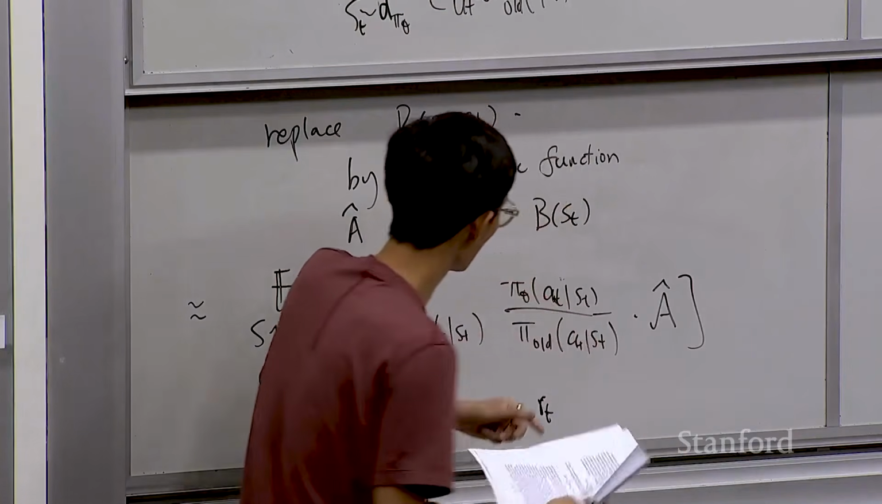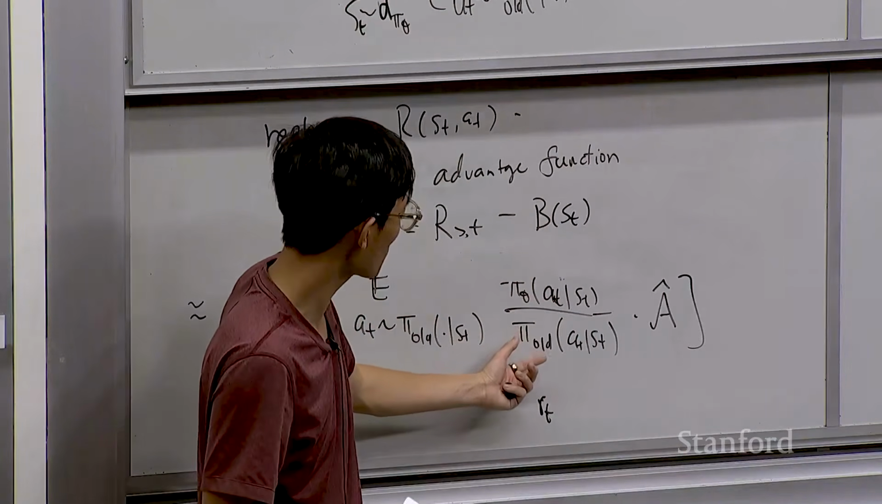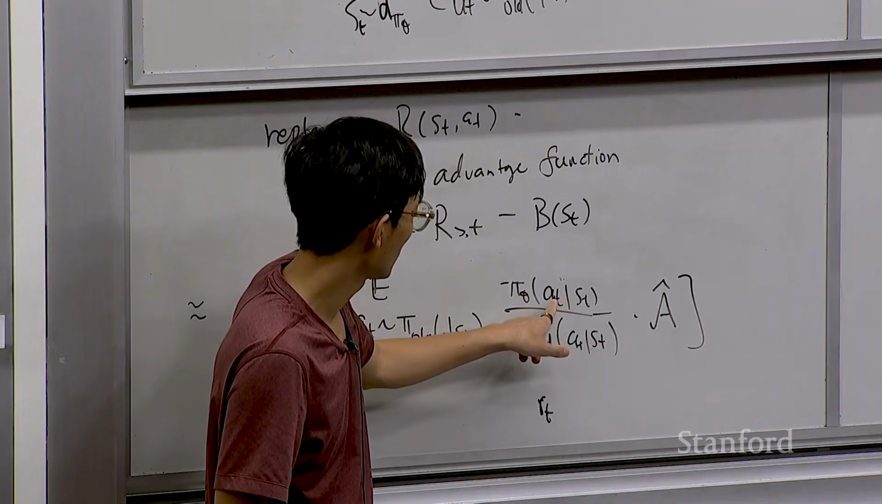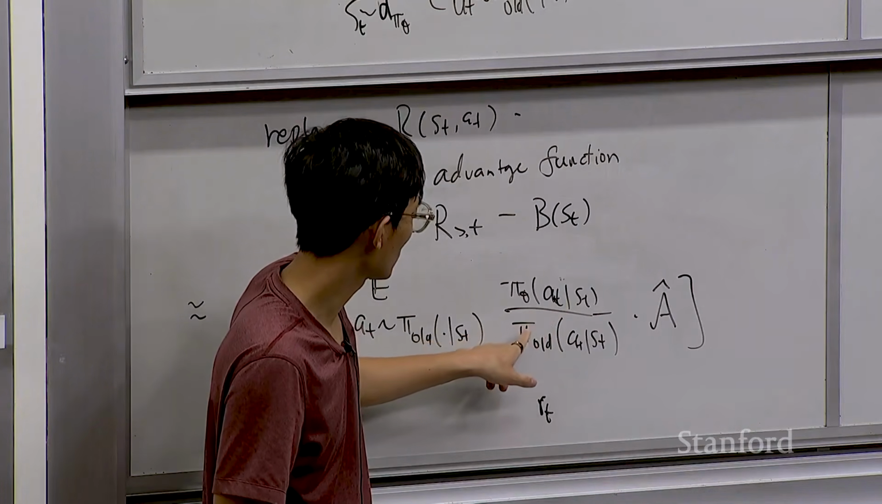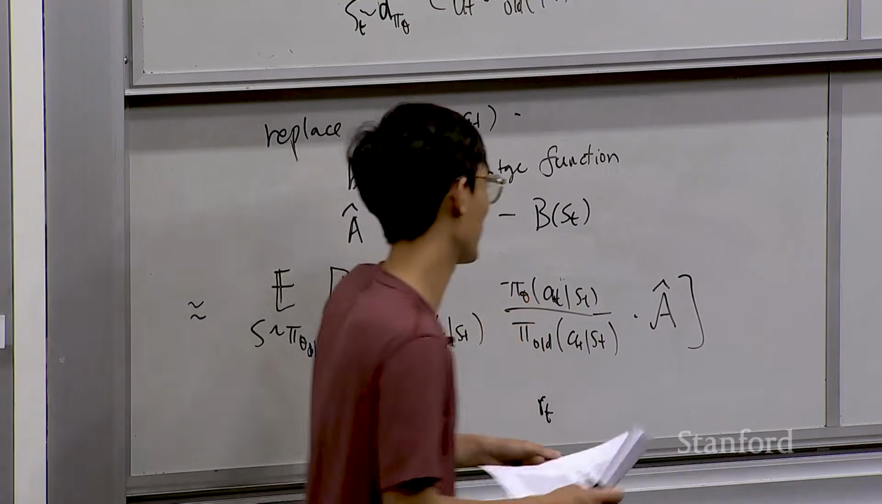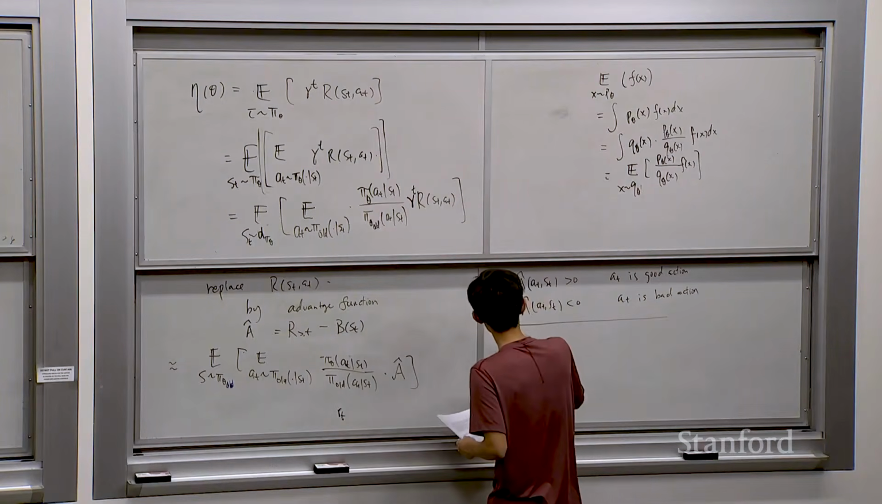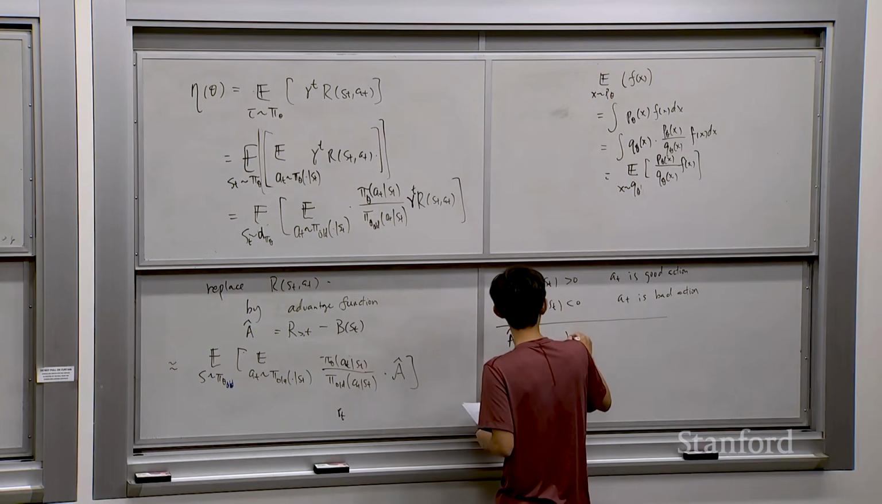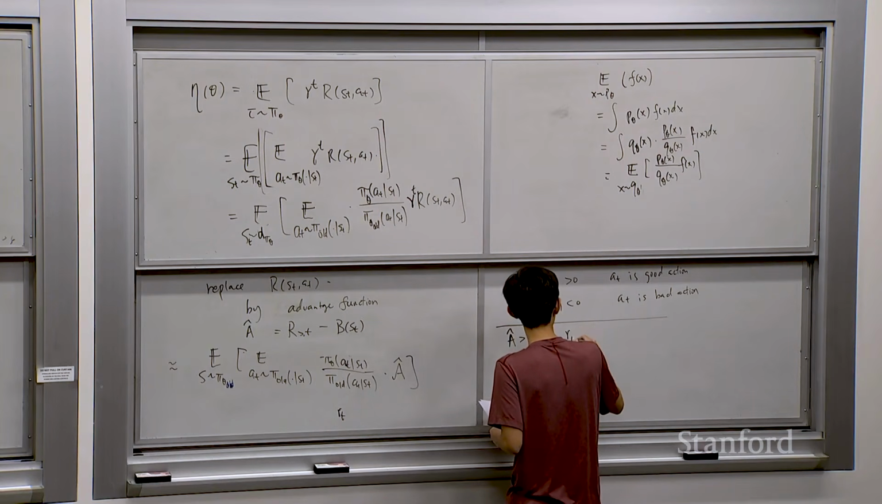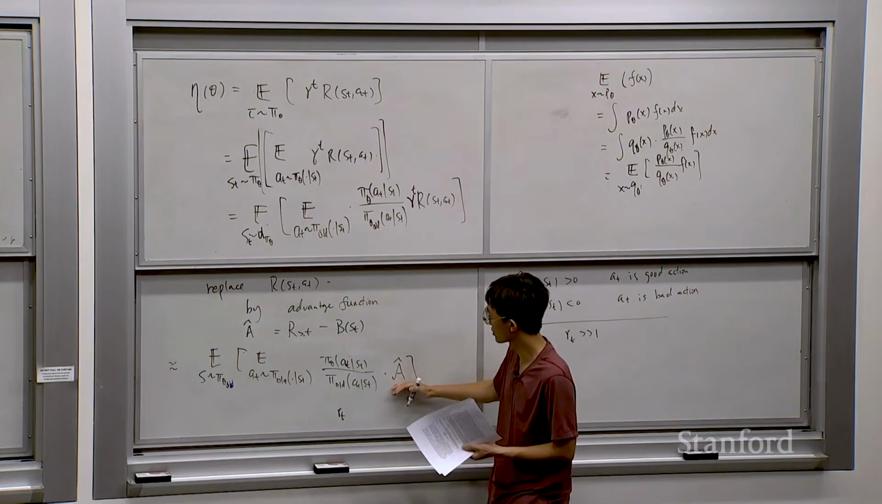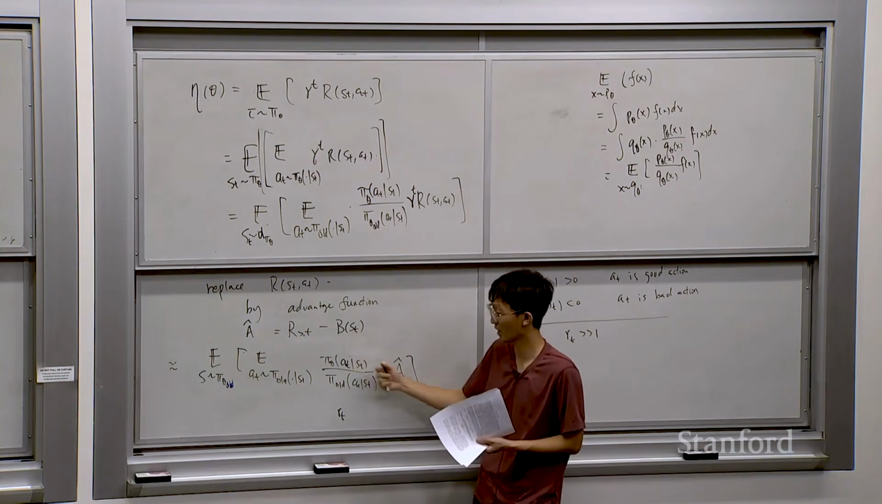So let's think about this ratio. If the ratio is big, what does it mean? It depends on whether the A hat, so there are actually 4 cases here. If A hat is big, and the ratio is, let's say, much less than 1, what does that mean? That means the advantage is good, meaning this action is actually a good action.